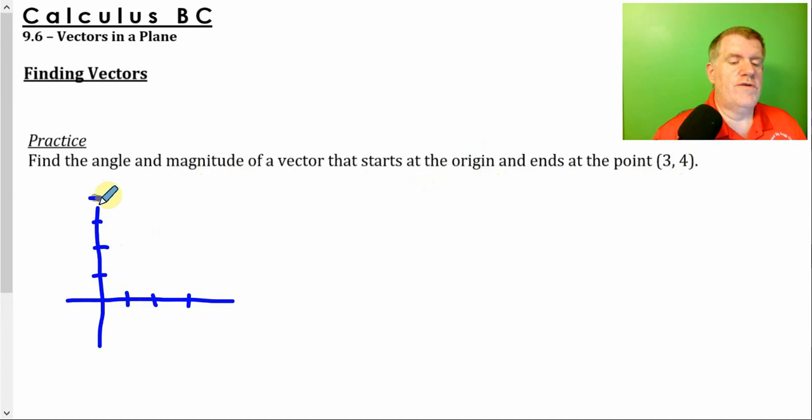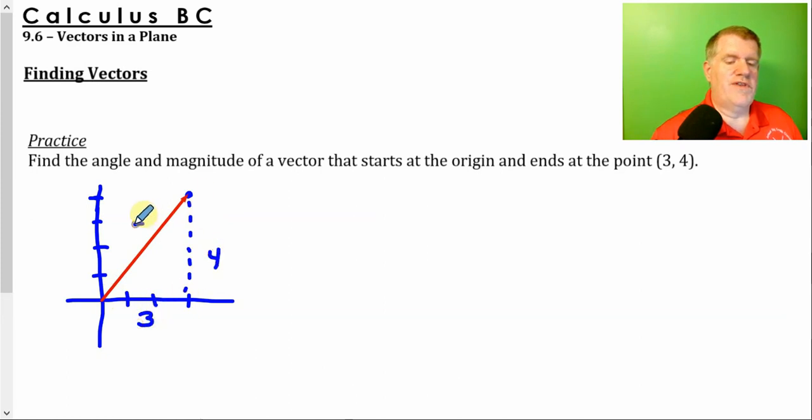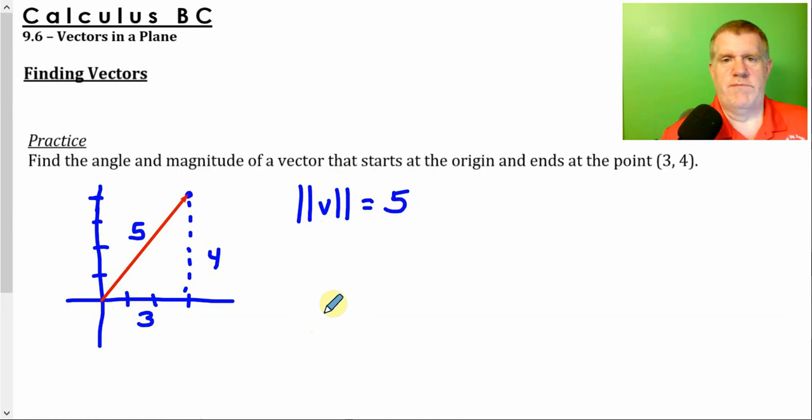So first of all, the magnitude. So if I go to the point 3, 4, remember this is my resultant vector, and I started with the point 3 and 4. Guess what? Well, Pythagorean theorem. So the magnitude of that vector is 5. Remember, magnitude and distance are the same thing.